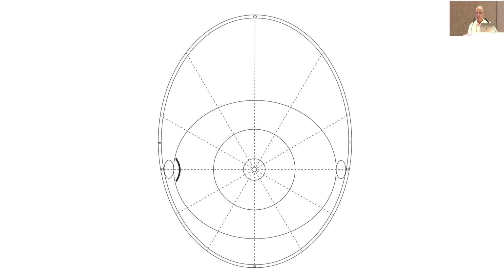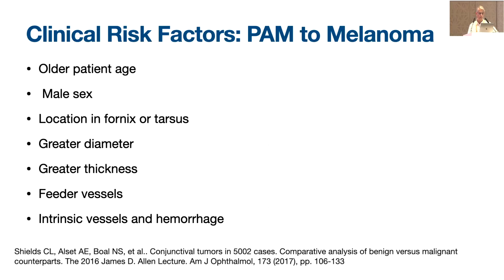This is how you properly map out these conjunctival lesions, especially those which are irregular, diffuse or multifocal. Now there are some clinical risk factors which you can keep in mind and which can tell you that this patient requires either relatively closer observation or some intervention. An older age group, male patients, who have been known to progress more to melanoma than females, location in the fornix or tarsus, greater diameter, greater thickness, feeder vessels or intrinsic vessels, and hemorrhage.